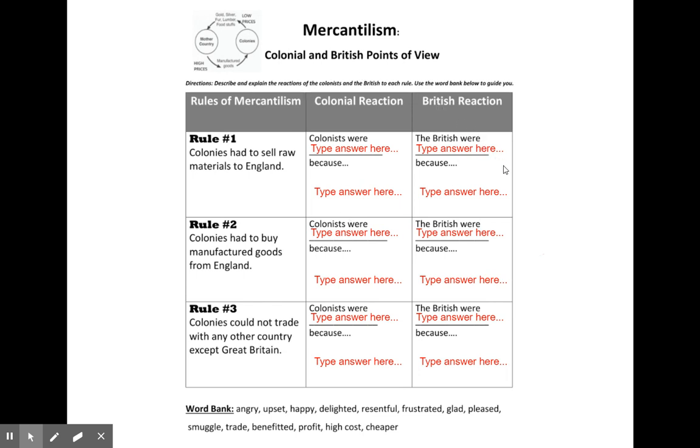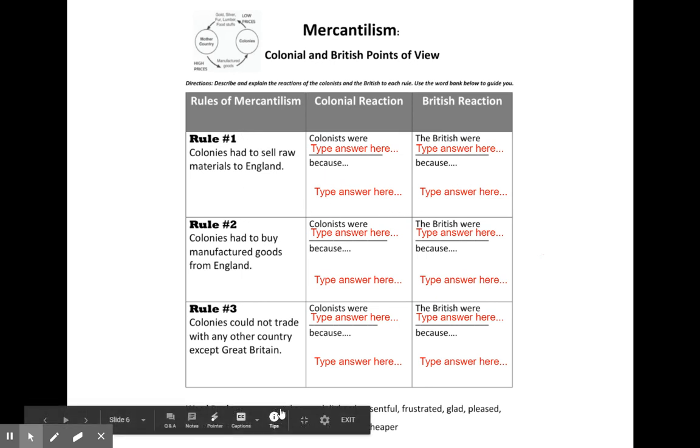So here's how you'll complete this. Here's the rules of mercantilism. You're going to tell me how the colonies react and how the British react. So rule number one, colonies have to sell raw materials to England.